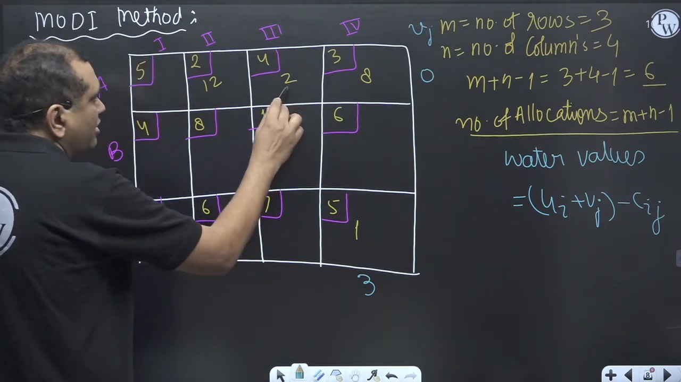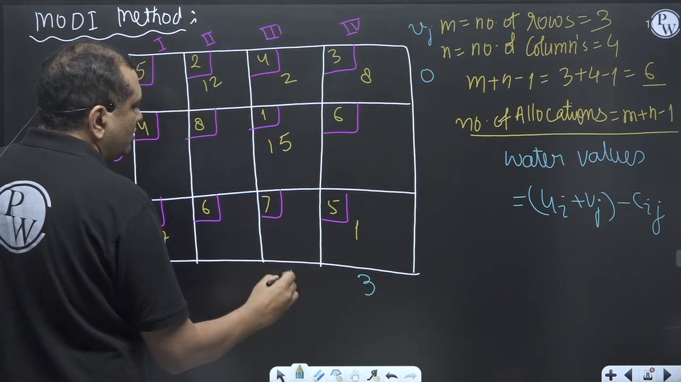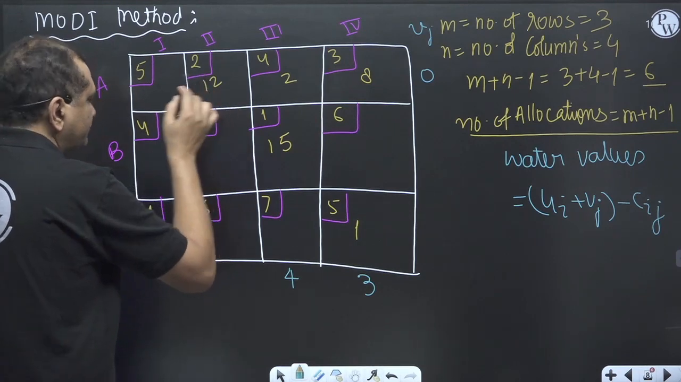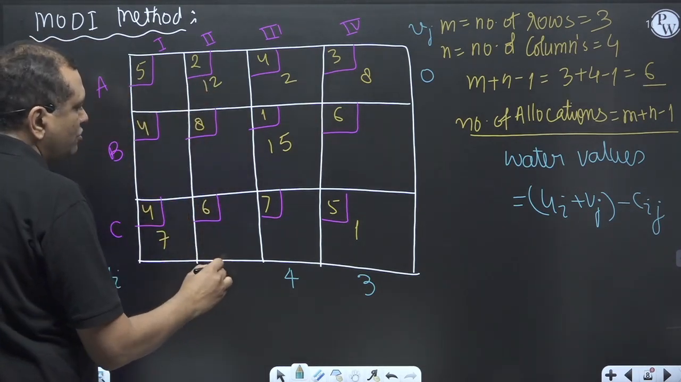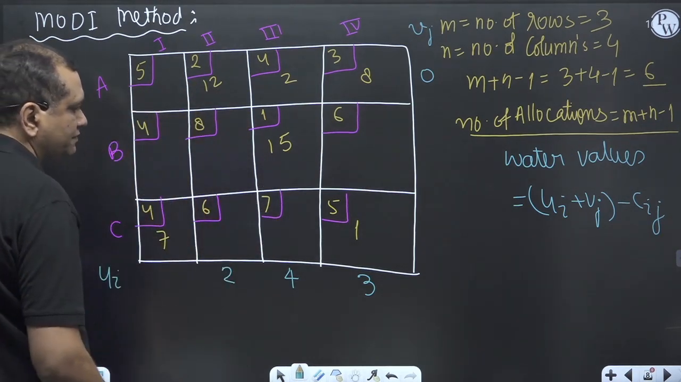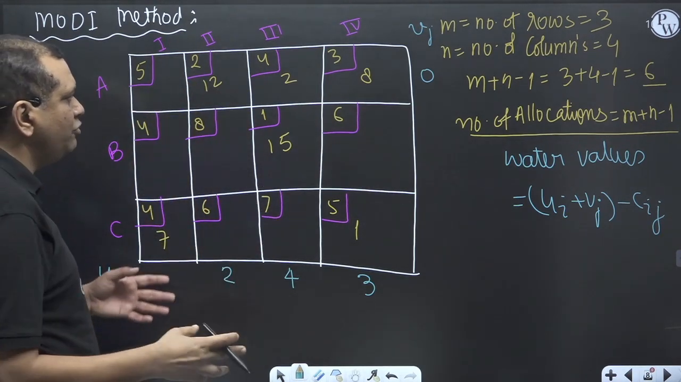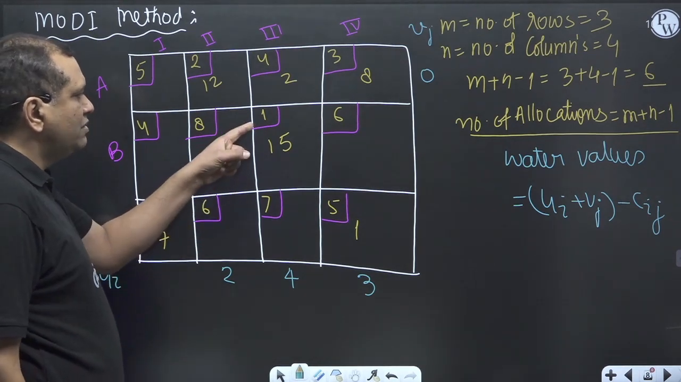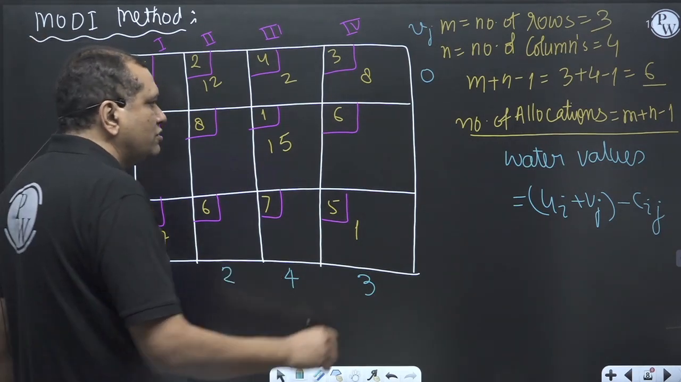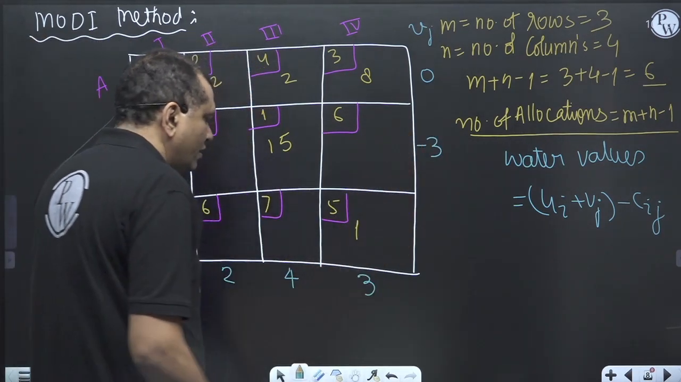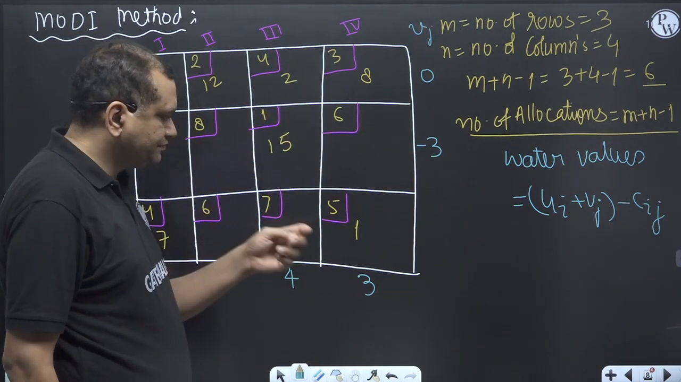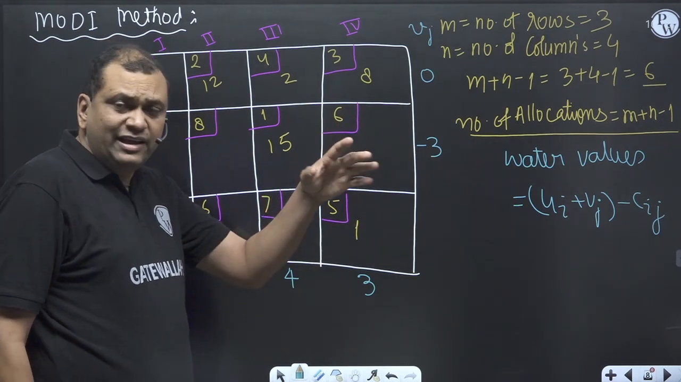So there is another allocation. This is 0, so this must be 4. 0 plus 4 minus 4 is 0. Here it is 2, so the ui must be 2, because 0 plus 2 minus 2 is again water value 0. So all other ui and vj will come out automatically. Here there is an allocation and a 4, so this must be minus 3, because 4 plus minus 3 is 1, and 1 minus 1 is 0. So the water value is again 0 here.